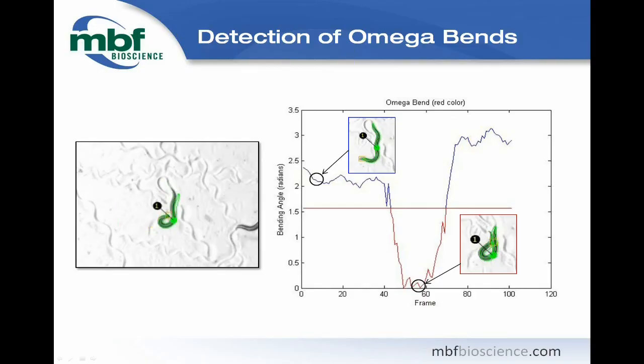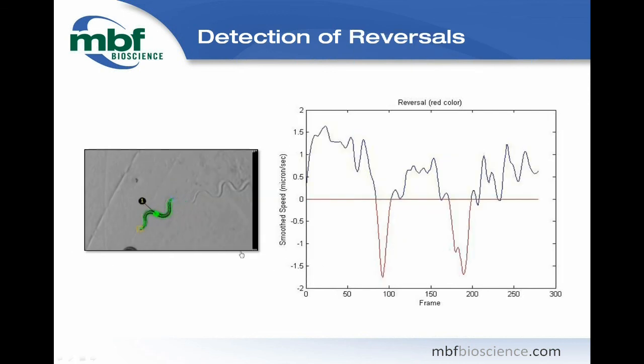So I talked a little bit about behavior detection. On your left is a video of a worm that is going through an omega bend. We're measuring that bending angle. The chart you see on the right is a graph of the bending angle, and as it drops below pi over 2 radians down here, we're detecting the omega configuration or the omega bend. Similarly, in reversal, you see the worm here is moving to the left, and then it starts to back up. So what we're doing is we're looking at the smooth speed, and when the smooth speed drops or goes into a negative direction for a certain period of time, then we mark the worm as reversing behavior.